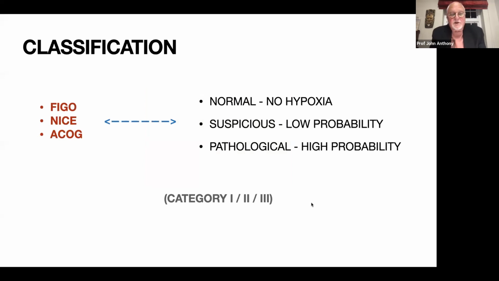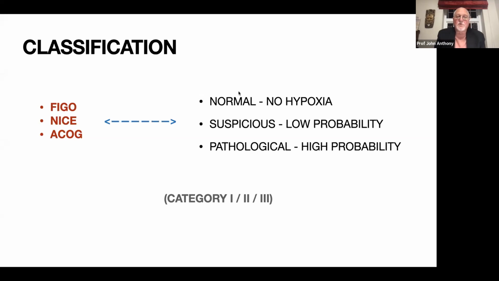And there are various authoritative bodies that have made pronouncements in this regard, and they include FIGO, the NICE guidelines, ACOG, American College of Obstetricians and Gynecologists, and they all tend to divide the tracings up into those that are normal, where there's no evidence of hypoxia, those which are suspicious, where there's a low probability of hypoxia. And please read into this, low doesn't mean no probability, it means a low probability of hypoxia, and those that are pathological, where there's a high probability that the baby is going to be hypoxic and acidotic.